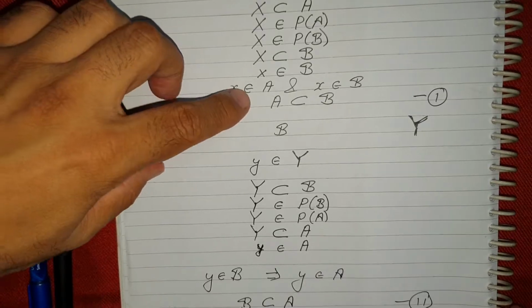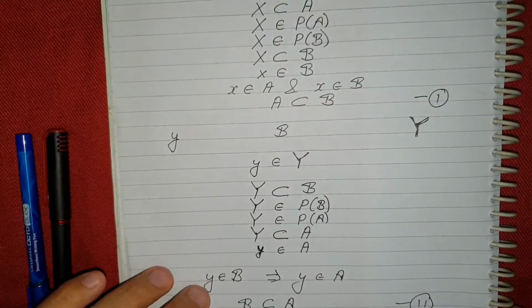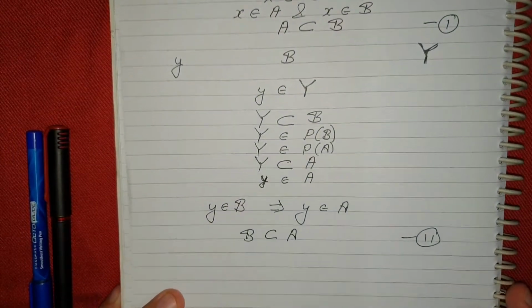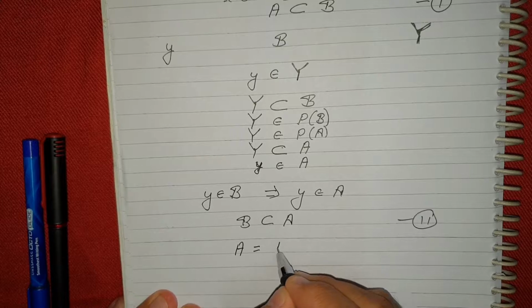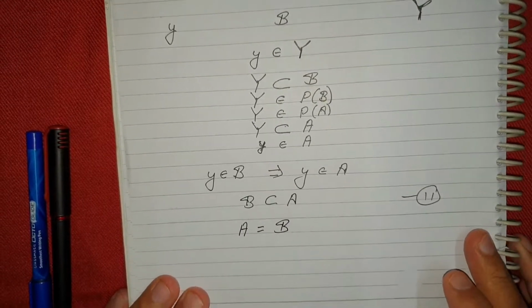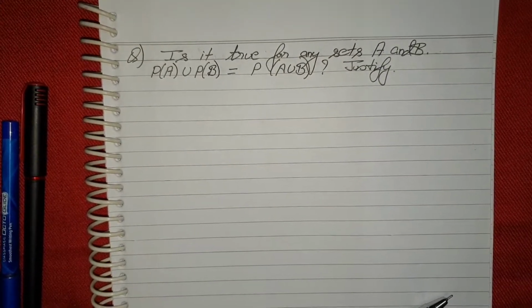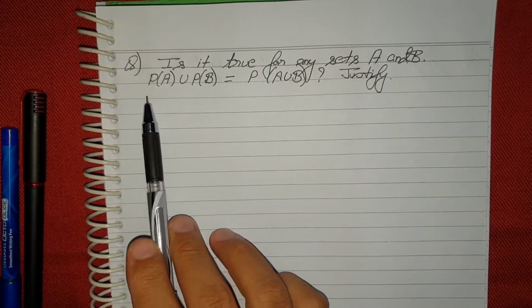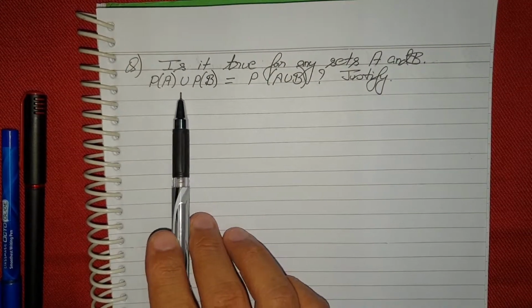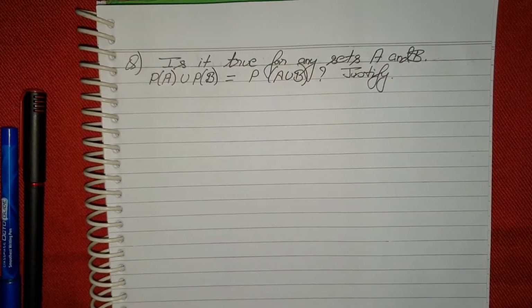So from equation 1 and 2, A is a subset of B, B is a subset of A, hence A equals B. Hence proved. So next is, the question is: is it true for any set A and B, that the power set of A union power set of B equals the power set of A union B?